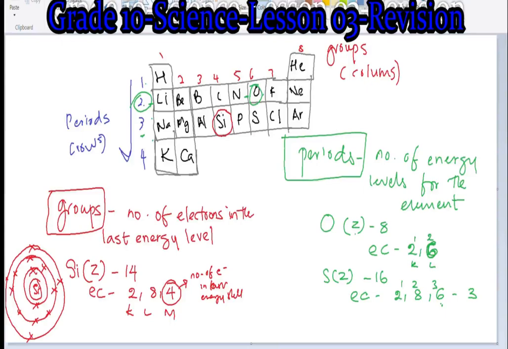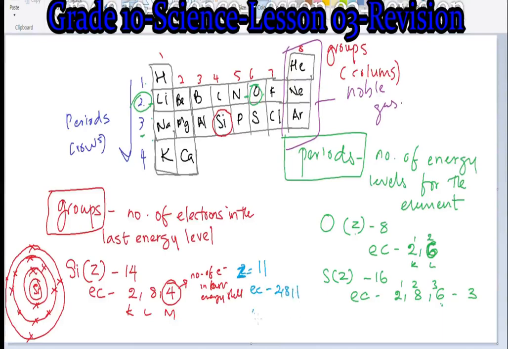Noble gases are minding their business, but we're talking about the others. So let's randomly take atomic number 11. We need to know what the element is. If it is atomic number 11, Z, what is Z? Atomic number symbol, right? So the electronic configuration will be 2, 8, 1.